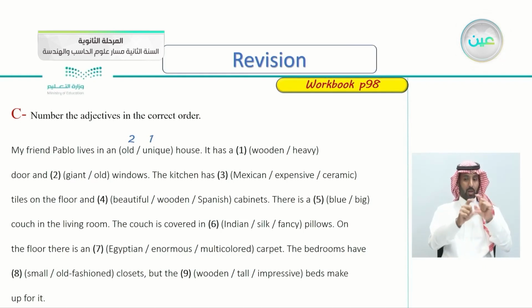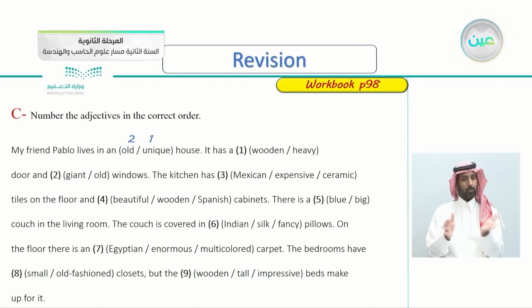If you remember the grammar, how do we describe something using more than one adjective? How do we put the order of the adjectives? So now we want to number the adjectives in the correct order. The first one is already done for you. My friend Pablo lives in an old, unique house. It has a wooden, heavy door. So the first one is already done for you.